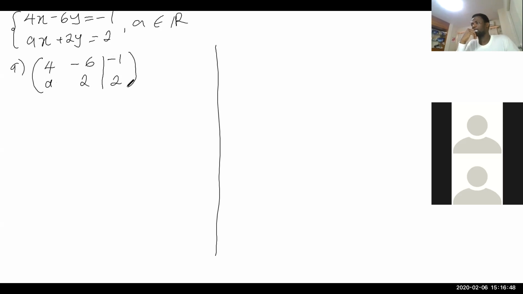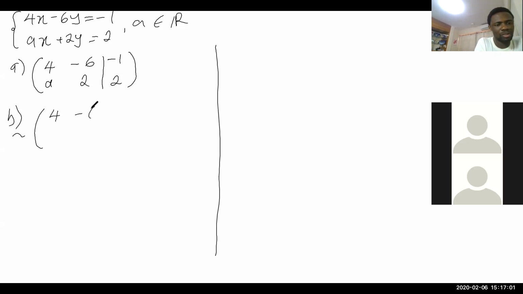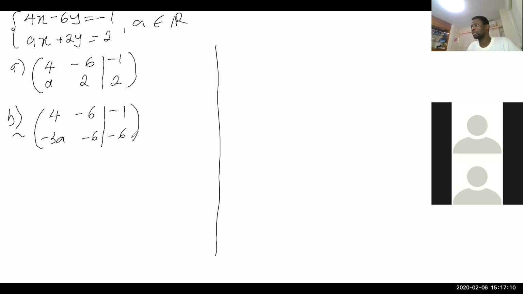Okay, then the next thing is multiply the second row by -3. So multiply the second row by -3, you get, this remains what it is. Let's just follow the instruction. And the next question is, for what value of a is the system inconsistent? So who wants to answer that? This is actually the easiest of the questions.